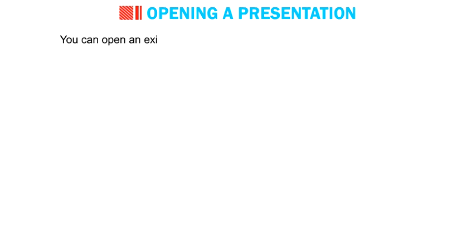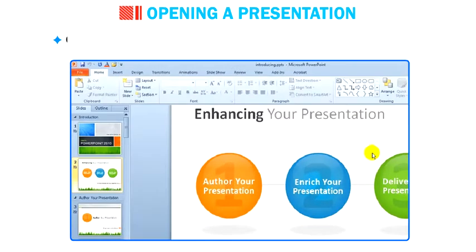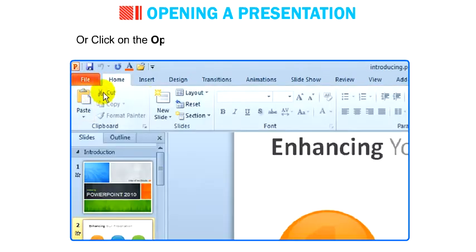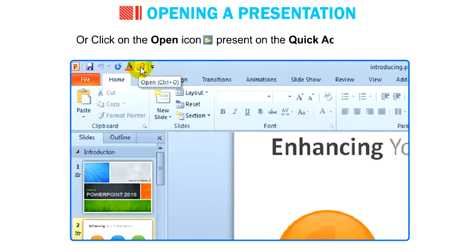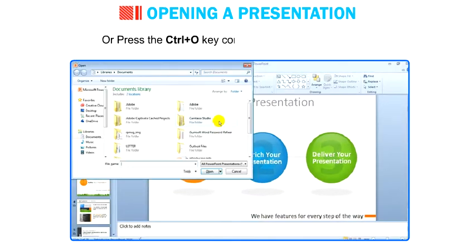You can open an existing presentation using any one of the following ways. Click on the File tab and select the Open option from the drop-down menu. Or click on the Open icon present on the Quick Access toolbar. Or press the Ctrl+O key combination using the keyboard.